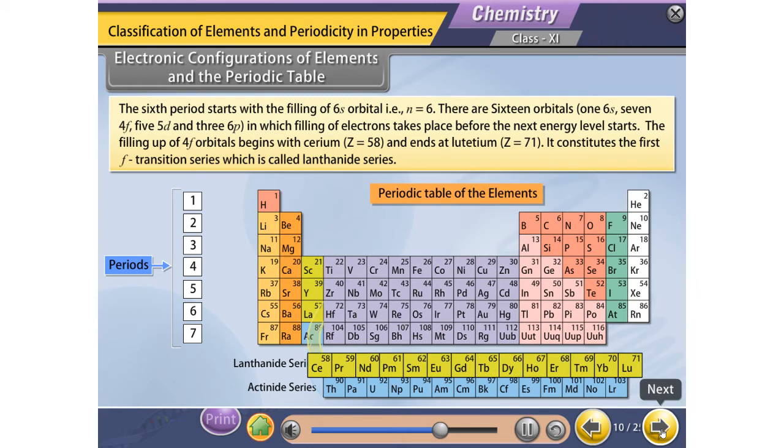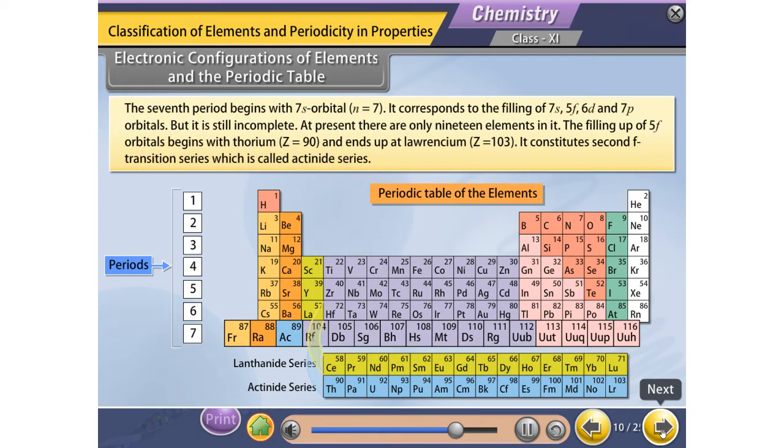The filling up of 4f orbitals begins with cerium, atomic number is equal to 58, and ends at lutetium, atomic number is equal to 71. It constitutes the first F transition series, which is called lanthanide series.